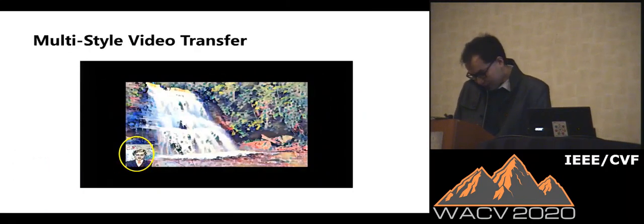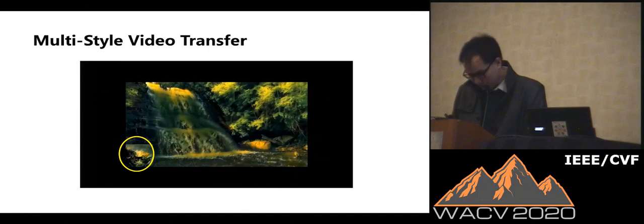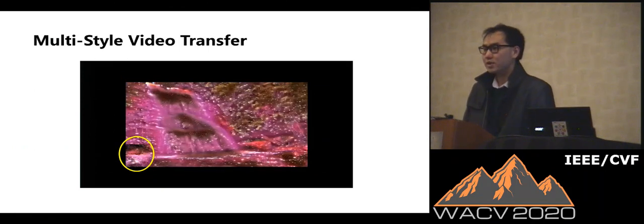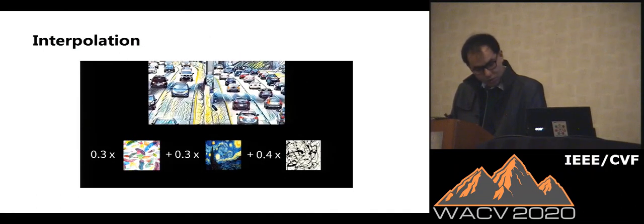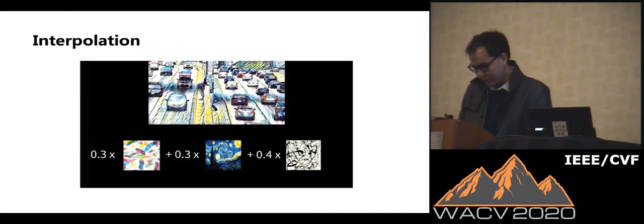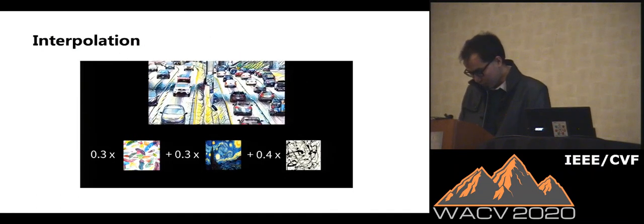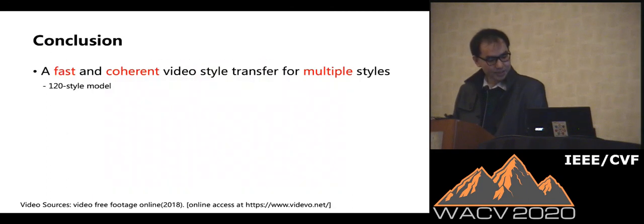More style transfer results of our method are shown here. Note here, we use just one single model to work on those style examples. With one single network, we can also interpolate between different style examples to create new style effects.